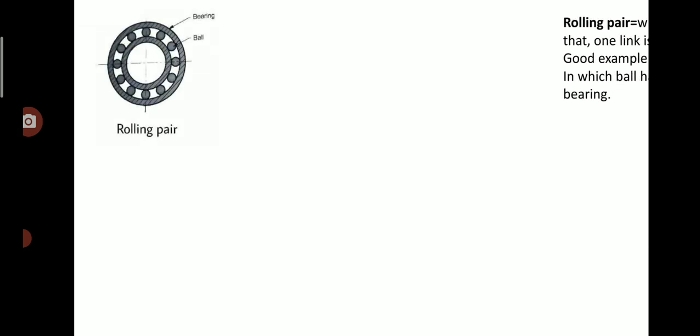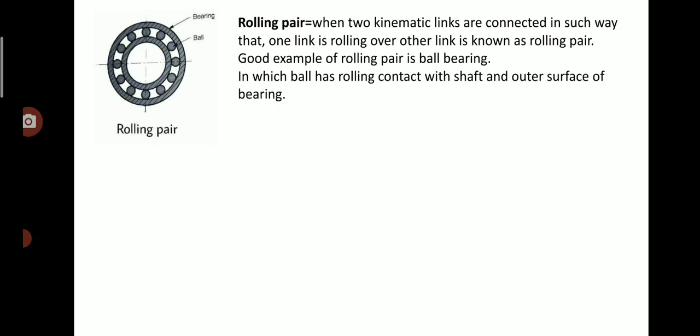This is the sketch for rolling pair. As you will see, the best example is ball bearings. When two kinematic links are connected in such a way that one link is rolling over the other link, it is known as rolling pair. So ball bearing is a good example of rolling pair, in which the ball has a rolling contact with the shaft and the outer surface of the bearing.